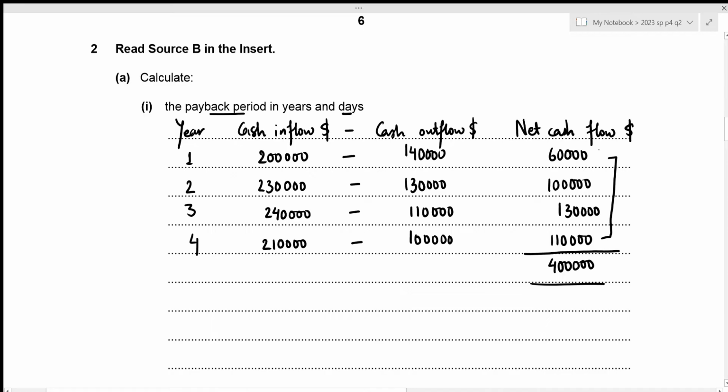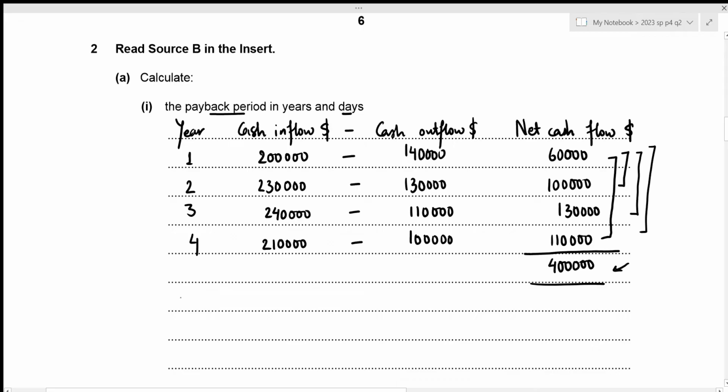From first year, we get 60,000. From the first 2 years, we get 60,000 plus 100,000, which is 160,000. That is less than 300,000. So our payback period is higher than 2 years. Let's have a look at the 3 years. We get 60,000 plus 100,000 plus 130,000, which results in 290,000, which is again lower than 300,000. So our payback period is greater than 3 years. But for 4 years, that's 400,000, but we only require 300,000, right?